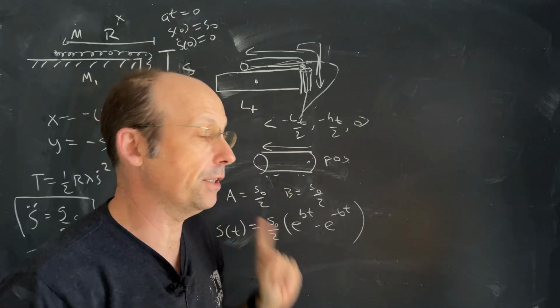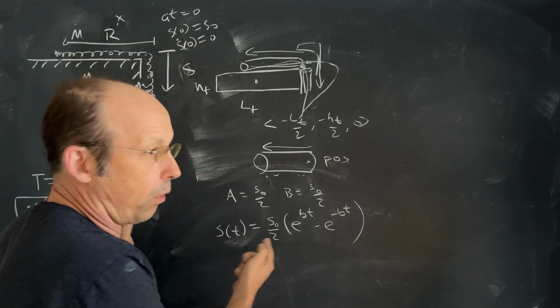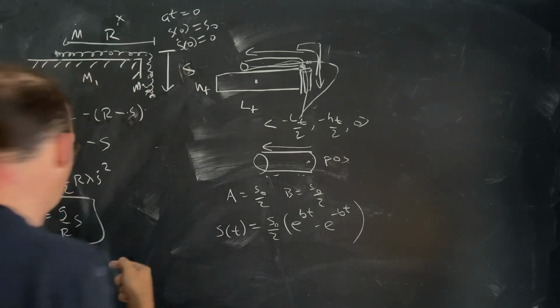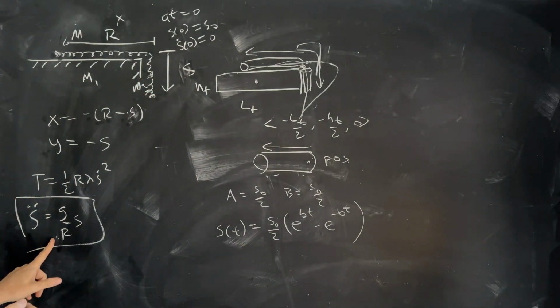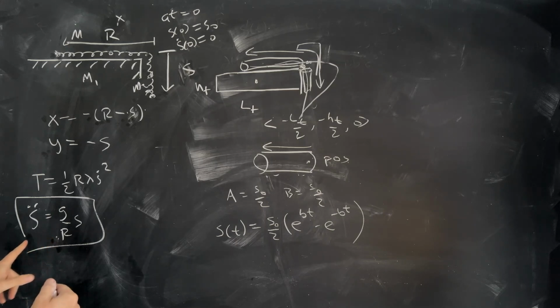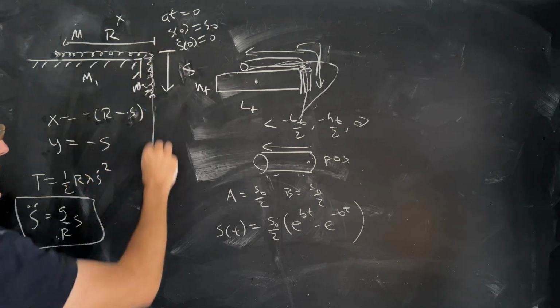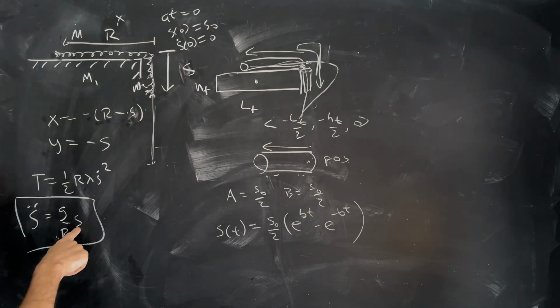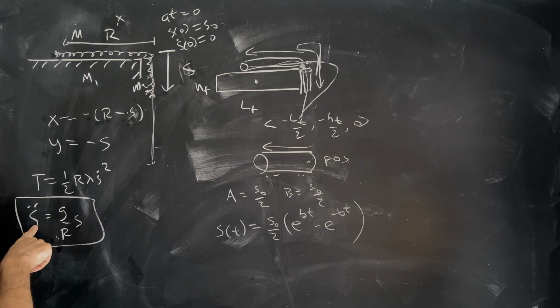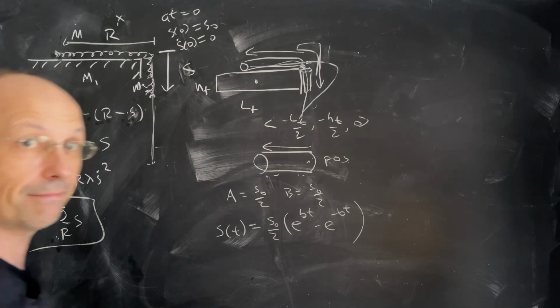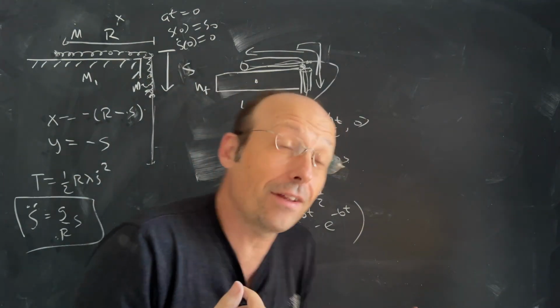Oh, the limiting cases. So does this solution even work, right? More importantly, does this solution work? Because what if S is equal to R? What if we have the whole chain over here off the table? If S is equal to R, then I get the acceleration is g. Free fall. That worked, and it's kind of exciting.